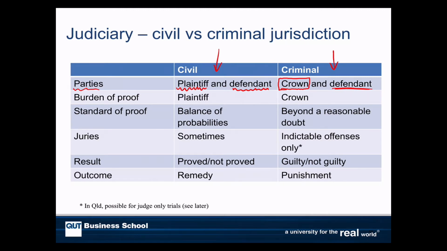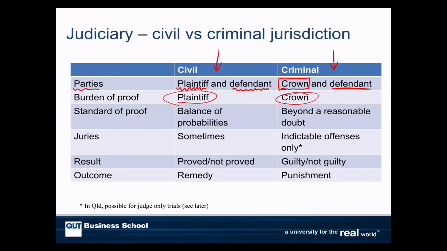The burden of proof. Who has to bring the proof? Who has to prove their case? It's the person trying to make the case who's making the argument. So in a civil case, that's the plaintiff. The person who brings the complaint has the burden to bring forward the proof of their case. In a criminal case, it's always on the Crown, right? The defendant doesn't have to prove. They don't have the burden to prove that they're innocent. The Crown has the burden to prove that they're guilty.